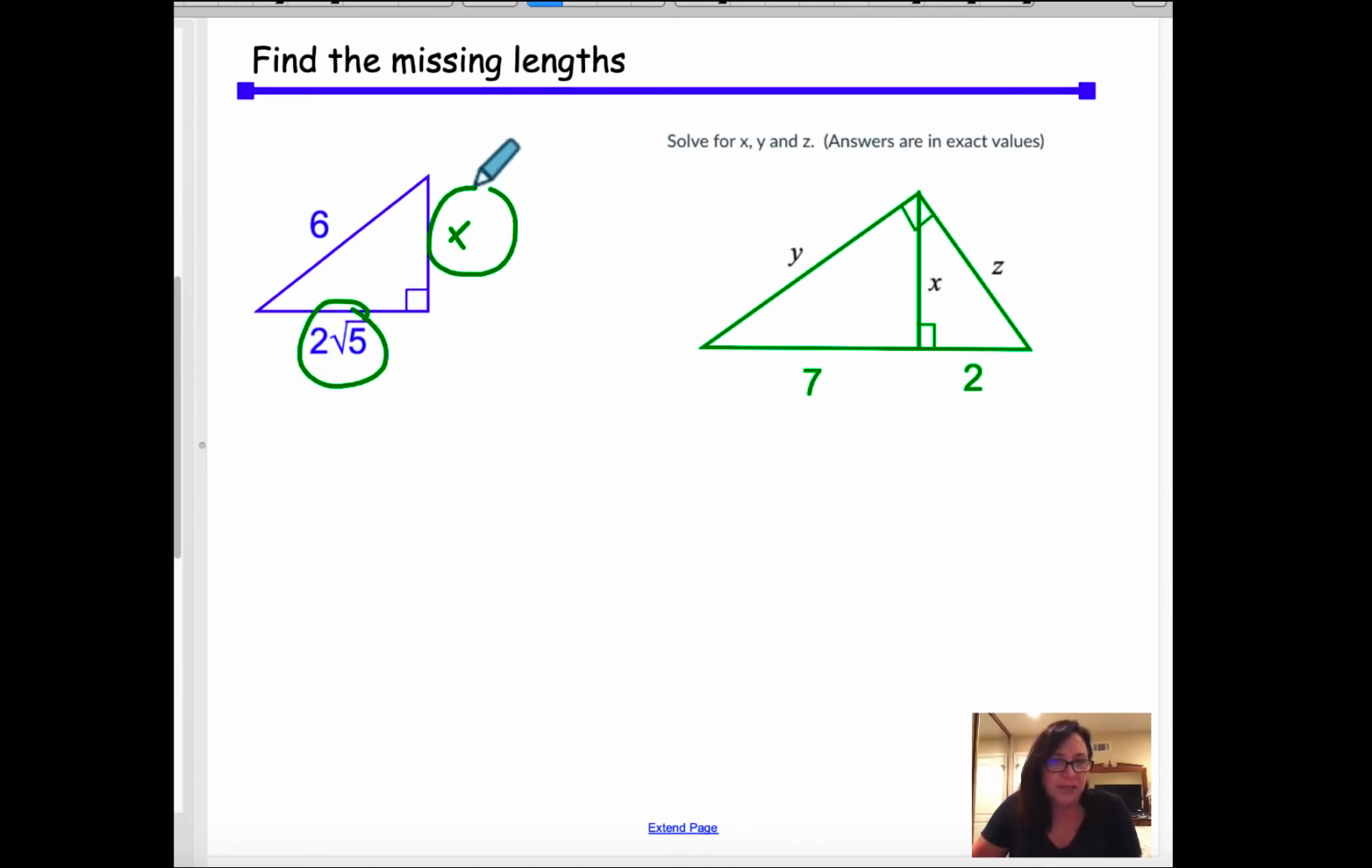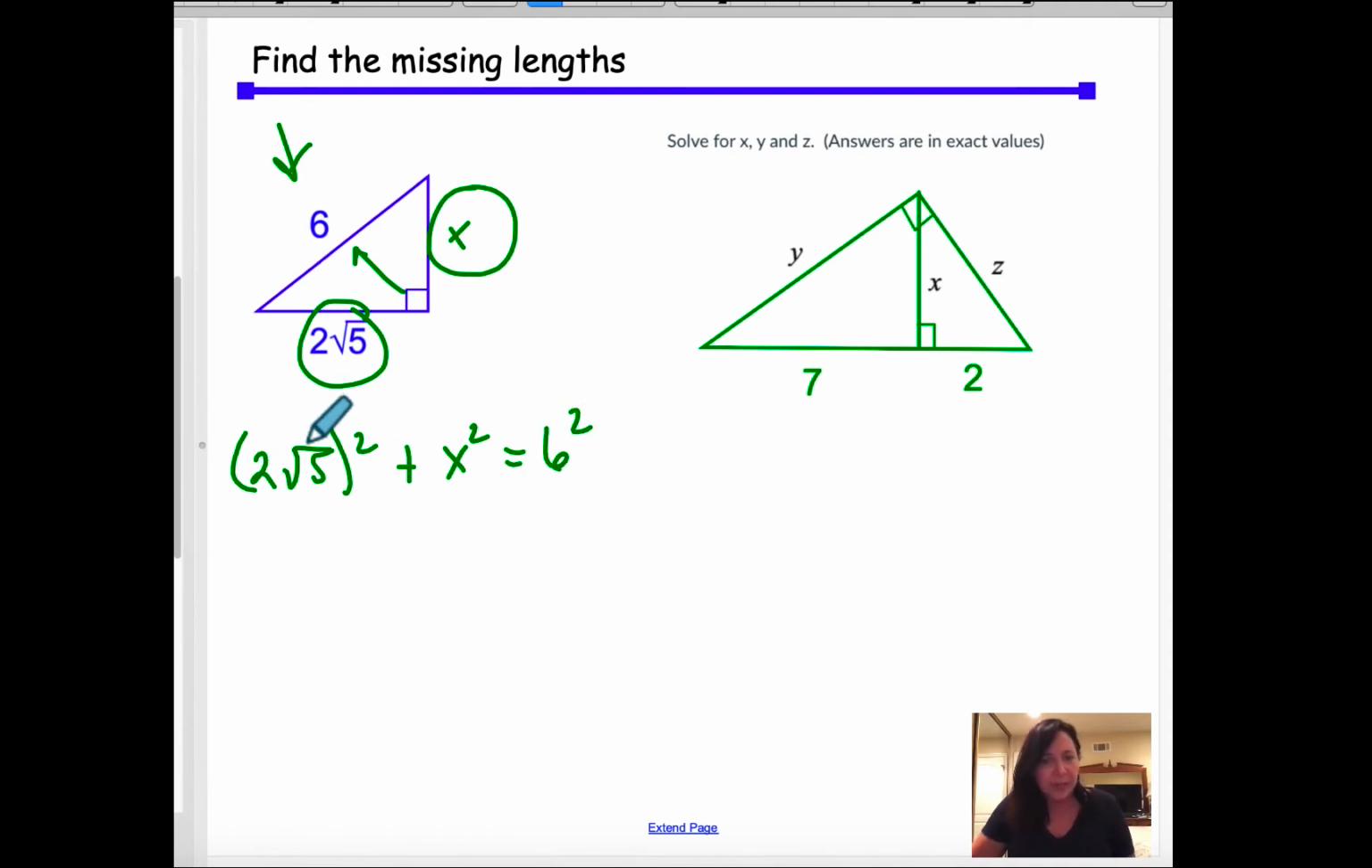Side squared plus side squared is equal to the hypotenuse. Remember, the hypotenuse is always opposite the right angle. And so we're going to go 2 root 5 quantity squared plus x squared is equal to 6 squared. So that's going to be 2 root 5 times 2 root 5 plus x squared equals 36.